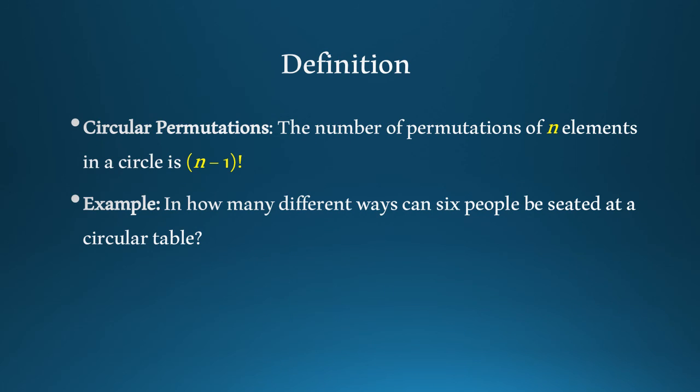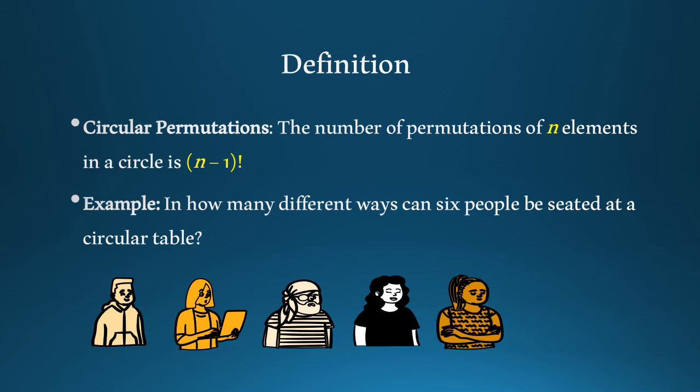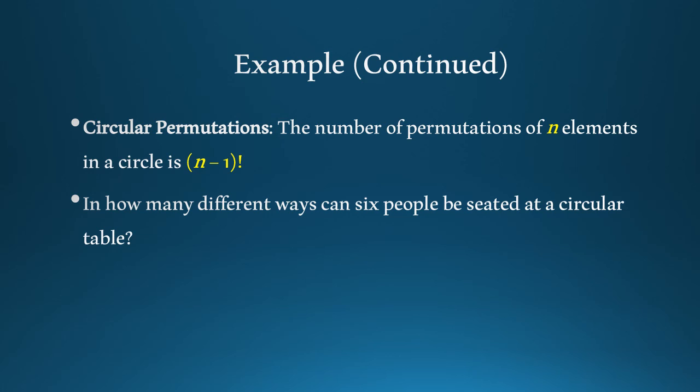Circular permutation: the number of permutations of n elements in a circle is n minus 1 factorial. For example, in how many different ways can we seat 6 people on a circular table? So we need to seat 6 people on a circular table. In how many different ways can we do that? So according to the formula, that's 6 minus 1, that's 5 factorial, 120.